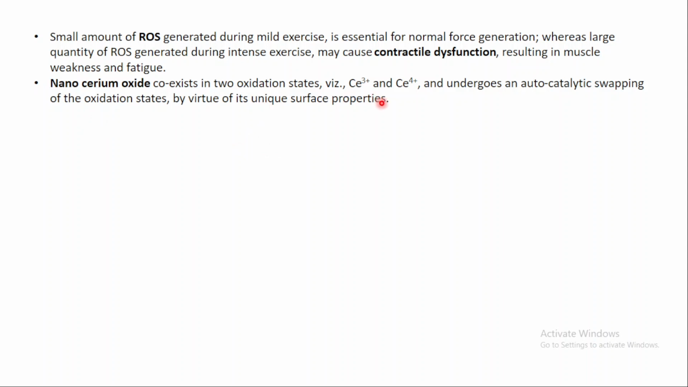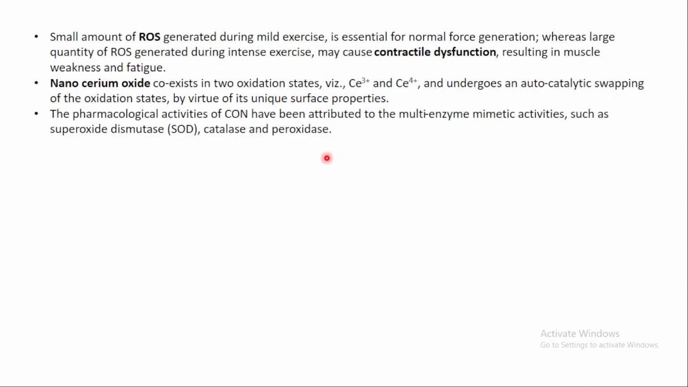As we saw in the earlier cerium oxide nanoparticle functioning, the lattice will contain Ce3+ as well as Ce4+ molecules, and there will be an autocatalytic swapping of the oxidation states, which will create vacancies where the extra electron from oxygen or the free radical can come in. That's how the nanocerium oxide will function as an oxygen scavenger.